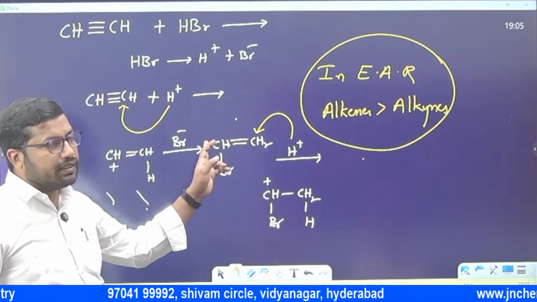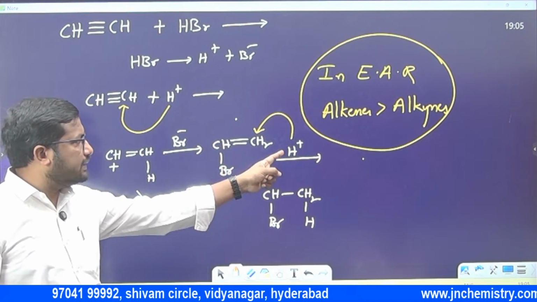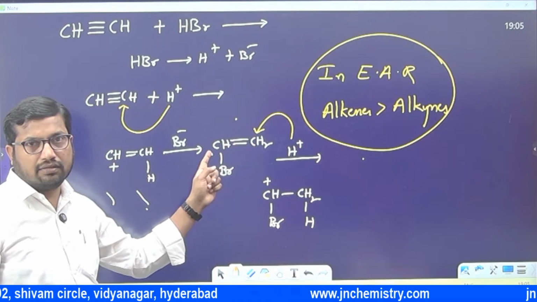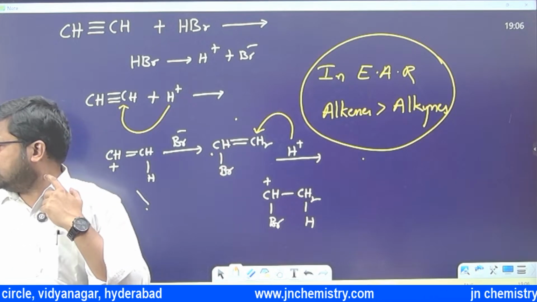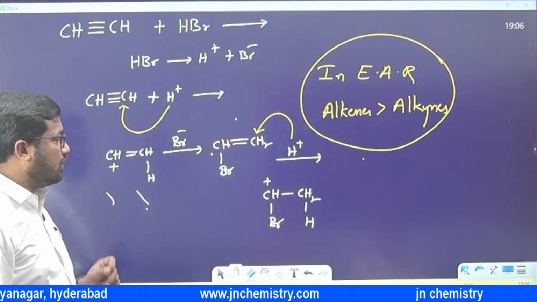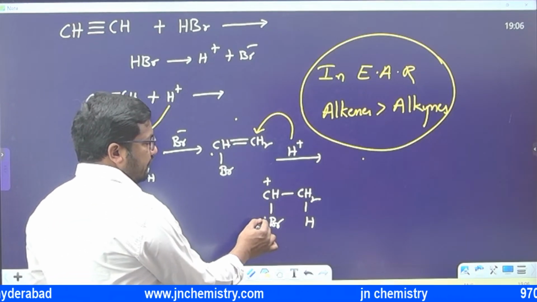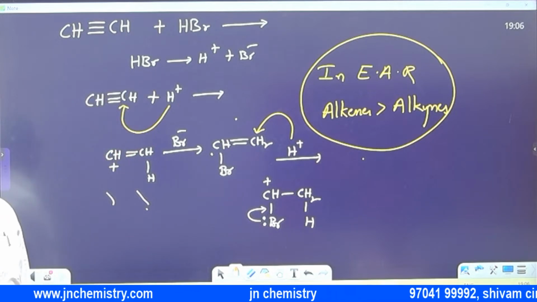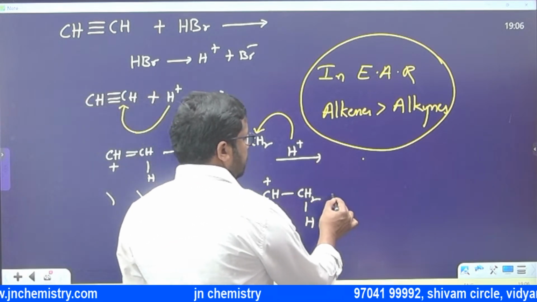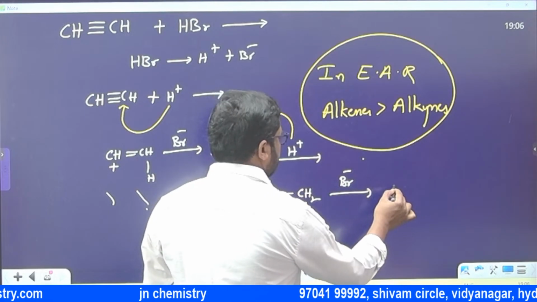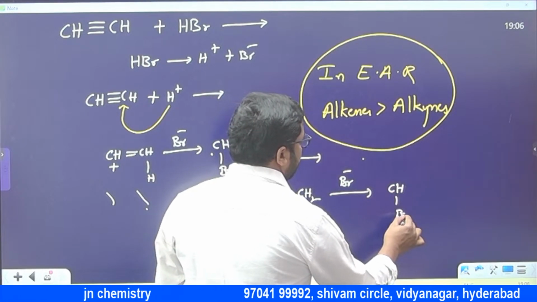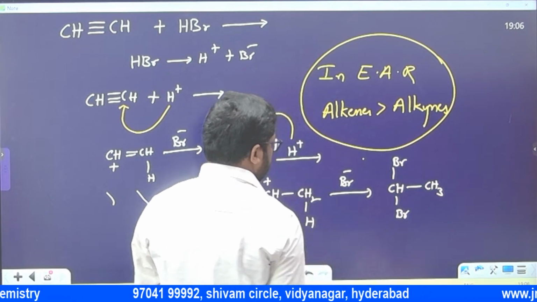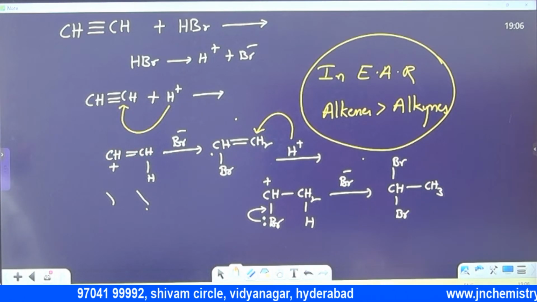Why only here? Why not here? Why is the H plus attacking here? Why not this carbon? Anyone? This carbocation is stabilized by resonance, so it is the more stable carbocation. That is the reason. Br minus attacks, giving CHBr, Br, CH3. Come on, write it down.